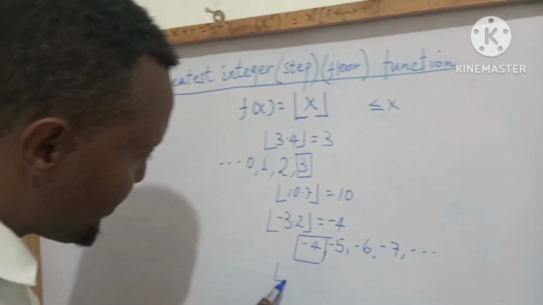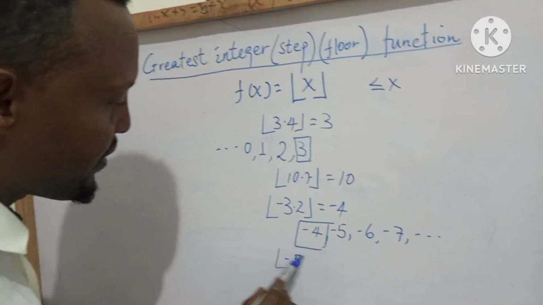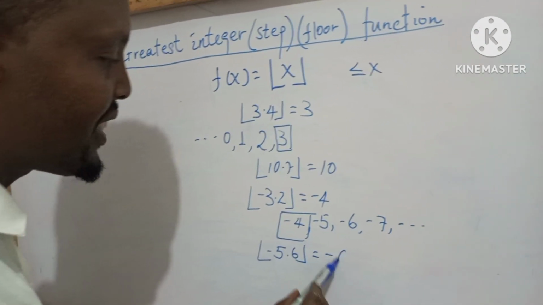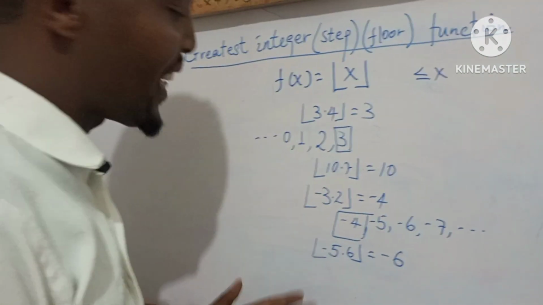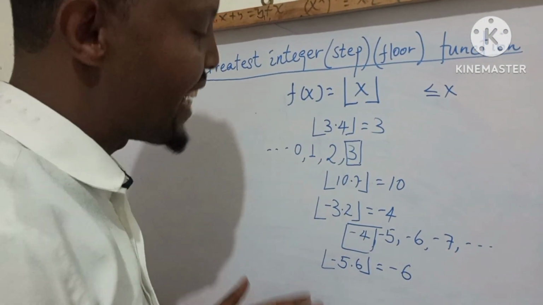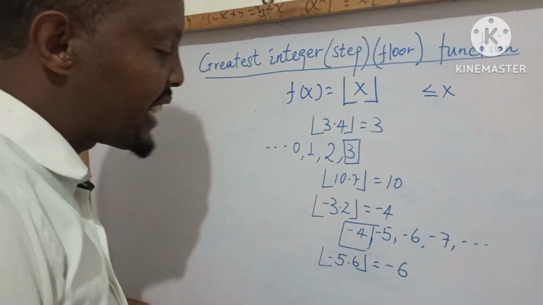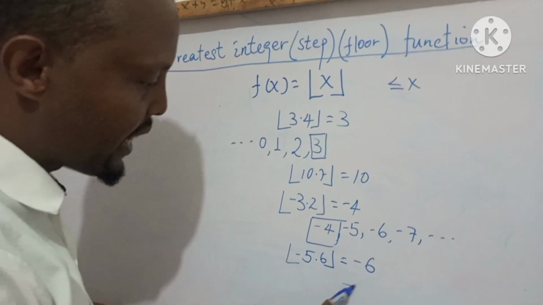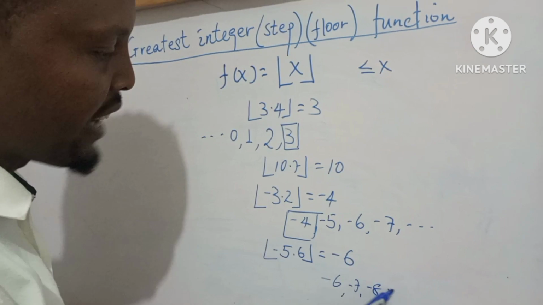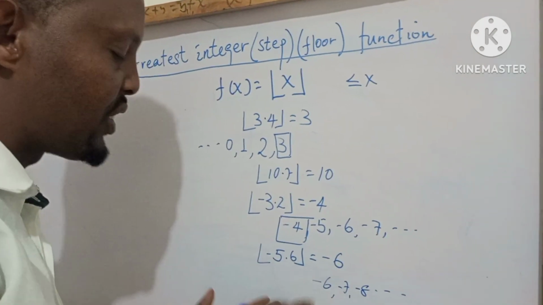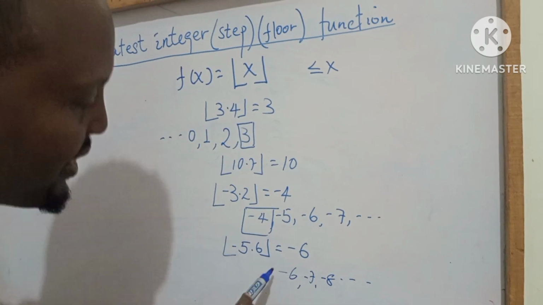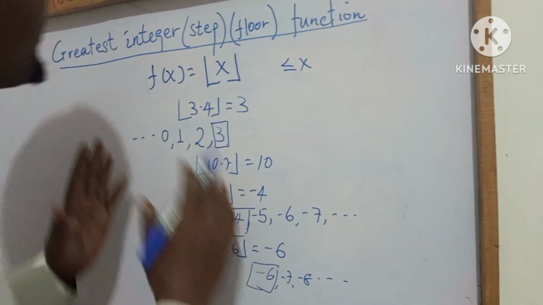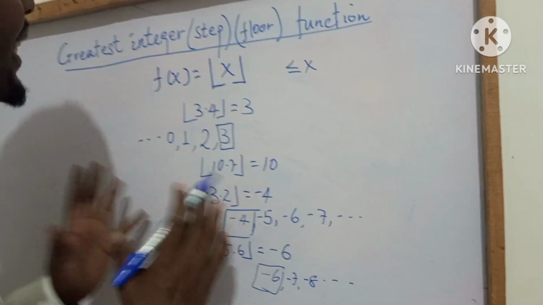Let me give you another example, negative 5.6. The greatest integer of negative 5.6 is negative 6, because negative 6 is less than negative 5.6. If we list the integers which are less than this, negative 6, negative 7, negative 8, and so forth are the negative integers less than negative 5.6, but the greatest one is negative 6. So in a simple way, this is the definition of the greatest integer function.